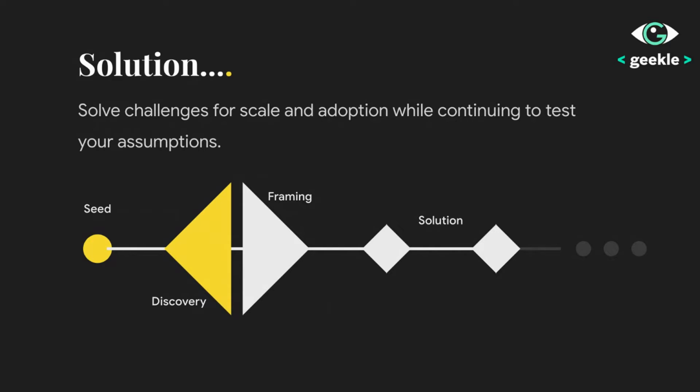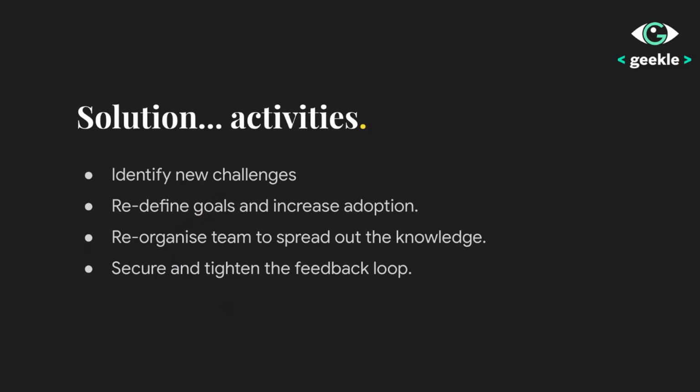And the solution is a continuous effort. Solution is not going to end over there. It is something which you're going to reiterate and rebuild every time you find feedback and stuff like that. So on the next iteration of the solution, you need to solve more challenges for scale and adoption, while continuing to test the existing assumptions which you had. The activities here: you need to identify new challenges which you're facing. You need to redefine the goals and increase adoption. So adoption would be your first priority here. And you also reorganize the team to spread out the knowledge.